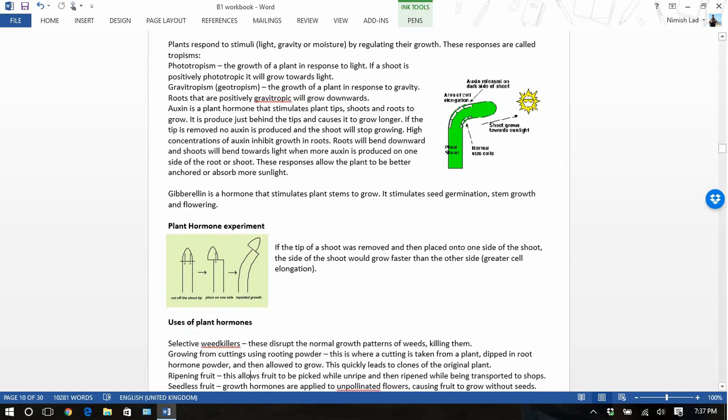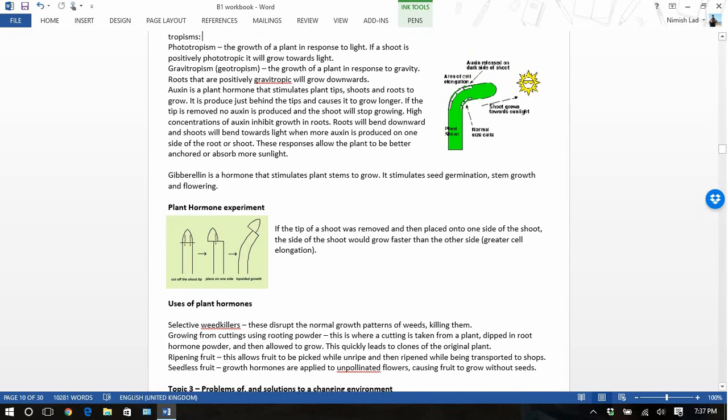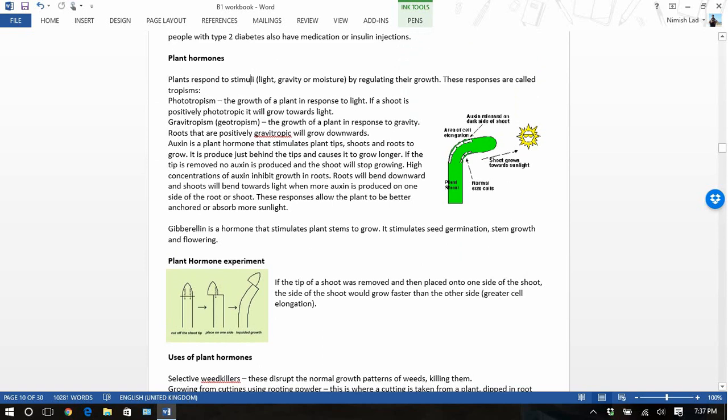Right, plant hormones. So we'll talk about plant hormones, the plant hormone experiment, and then that is the end of topic 2. Right, so plant hormones. Some tricky words in here again. The whole of this section of biology is full of tricky words, so I'm going to highlight a few of these. I'm just going to find it with my pen.